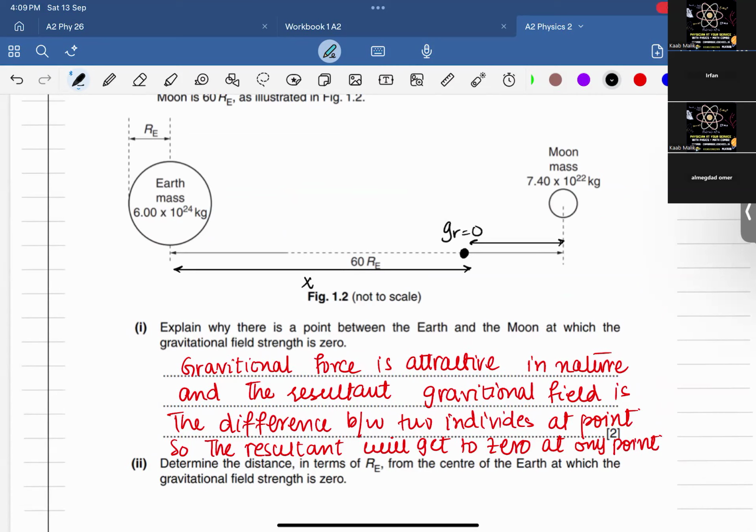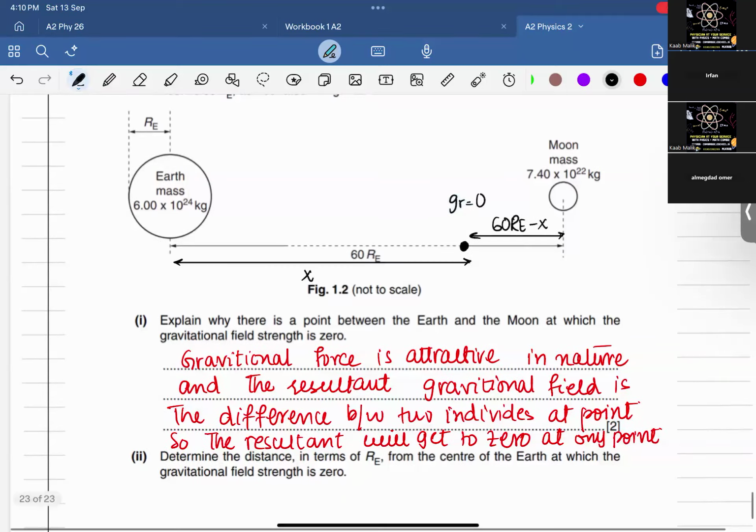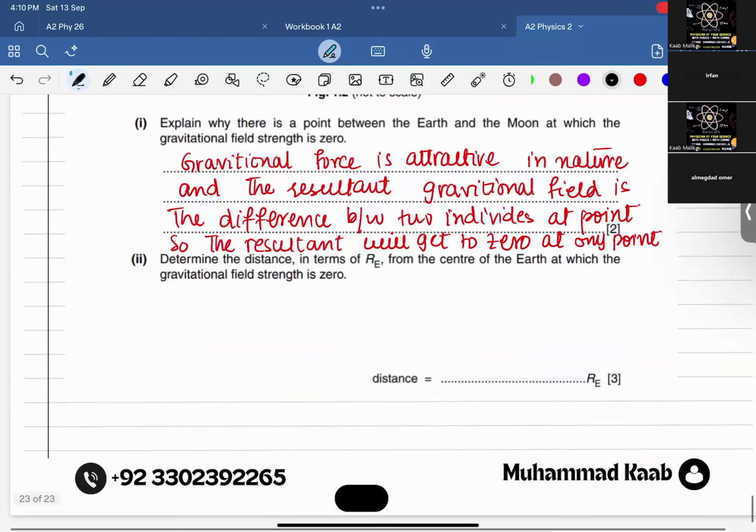Can you tell me the distance for this point, please? D minus x. Yes, 60 RE minus x. Very good. 60 RE minus x. Perfect.